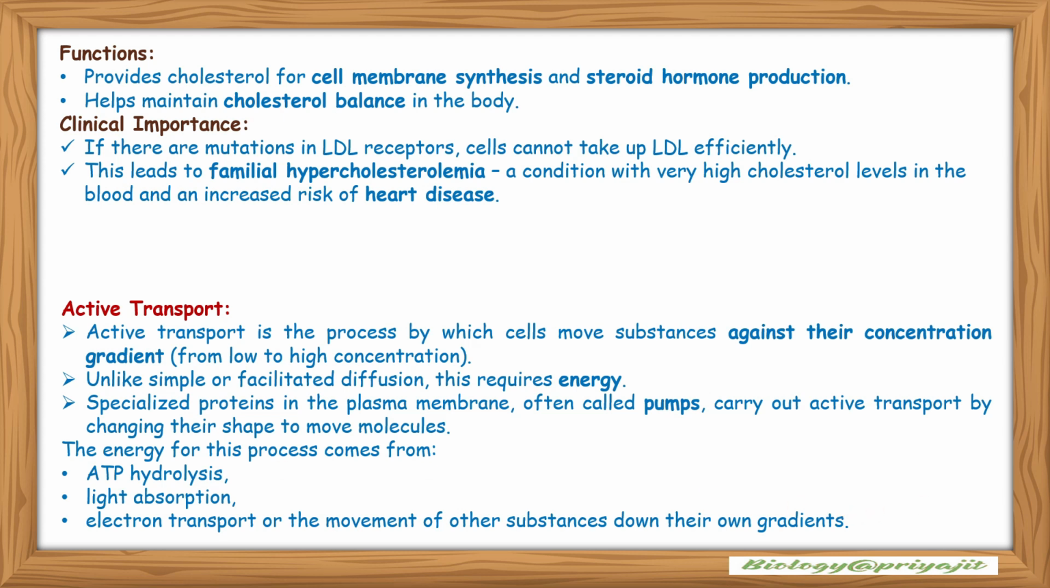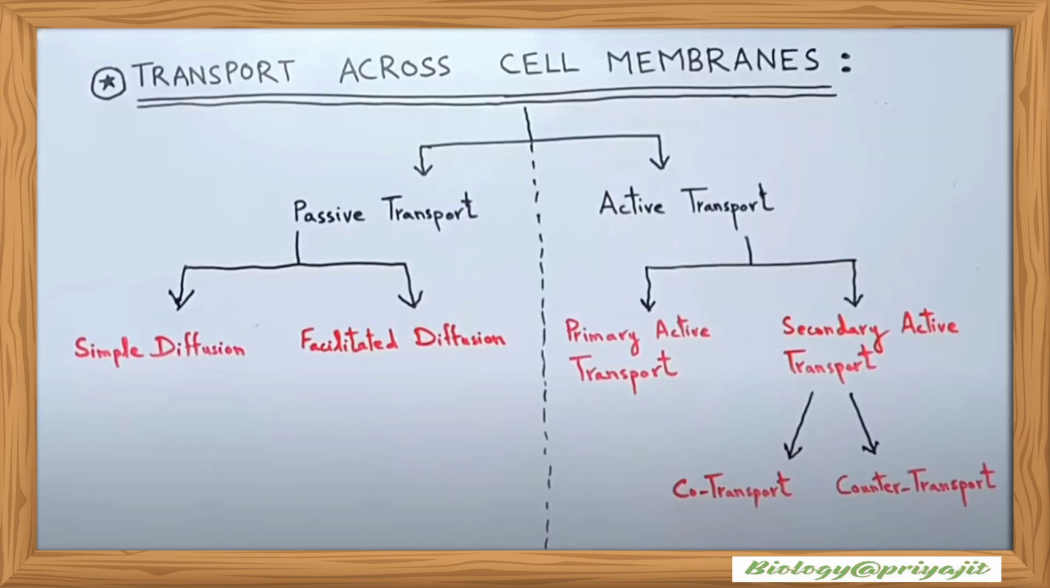This image shows the main types of transport. First one is passive transport and active transport. Passive transport can be divided into simple diffusion and facilitated diffusion, and active transport is divided into primary active transport and secondary active transport, which is further divided into co-transport and counter-transport, or antiport.